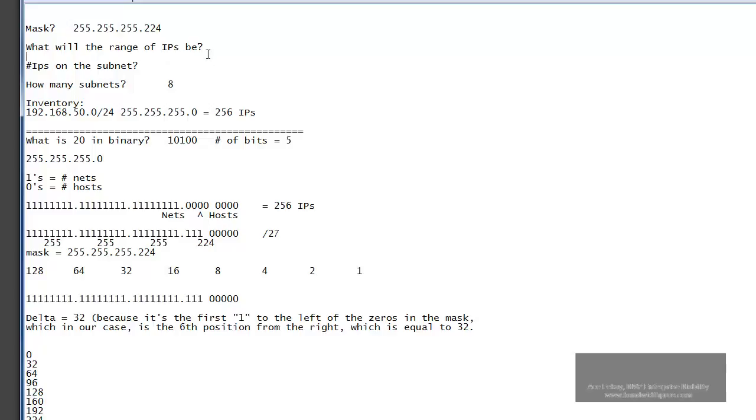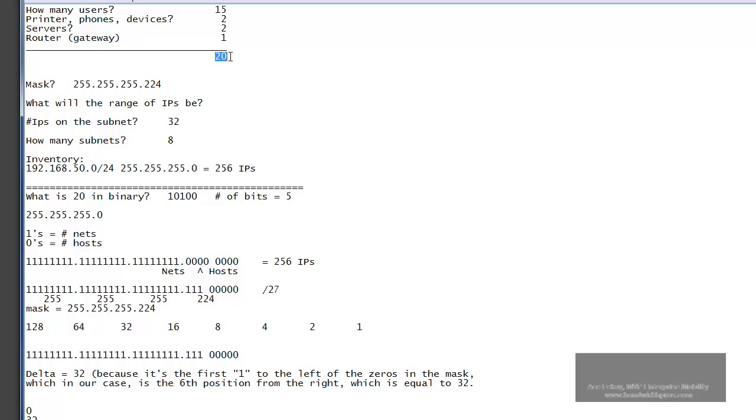How many IPs per subnet? Well, usually the delta will tell you that right away, so it's 32. You're like, well, wait a minute. Hold it. The customer only wanted 20. Well, see, here's the problem with that. This is the way subnetting works with the number of bits.